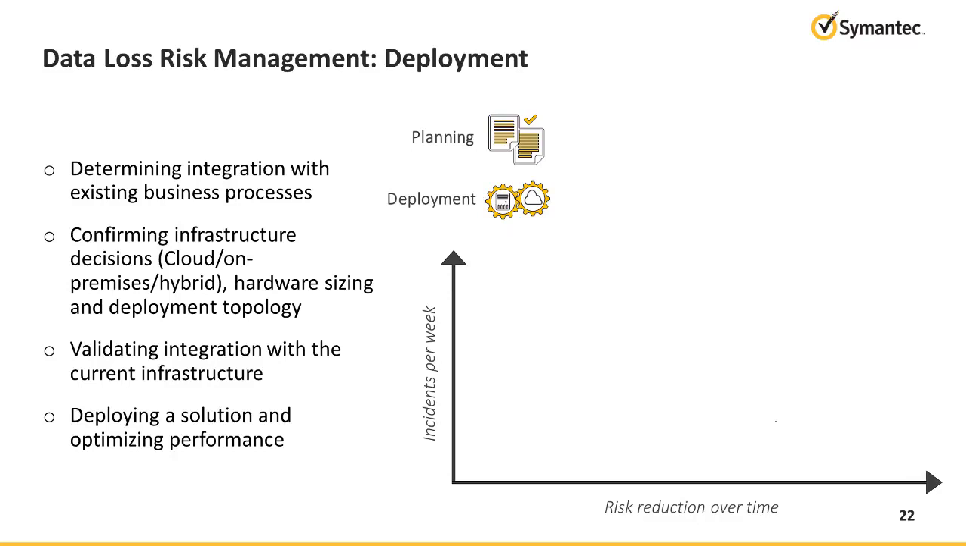Having a solid understanding of the business requirements and deciding which products will be deployed first will help you plan and execute effectively. The key tasks in this phase include determining integration with existing business processes, confirming hardware sizing and deployment topology, validating integration with the current infrastructure, and deploying a solution and optimizing performance.